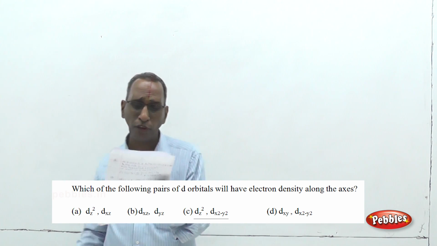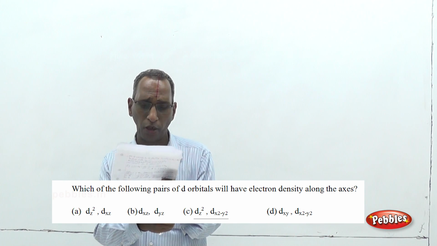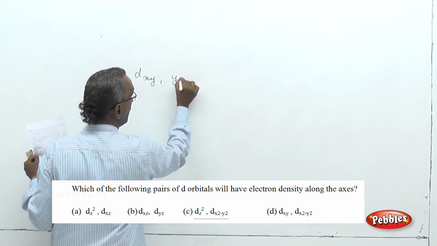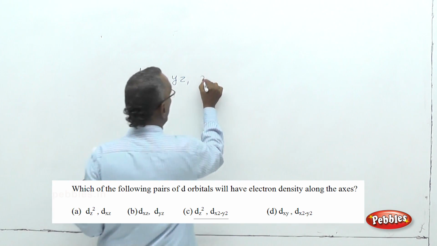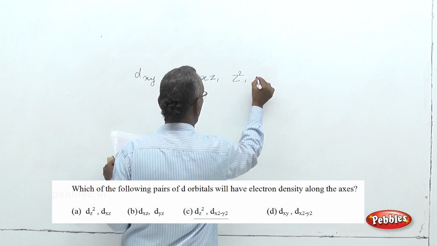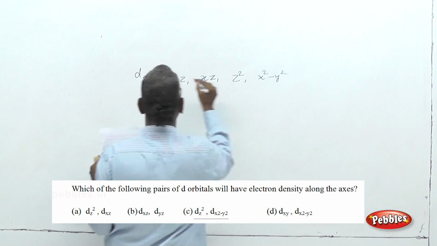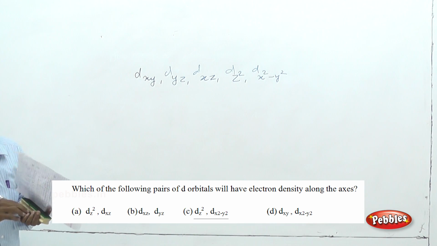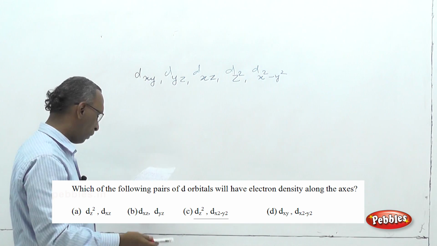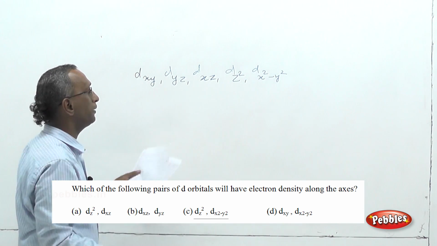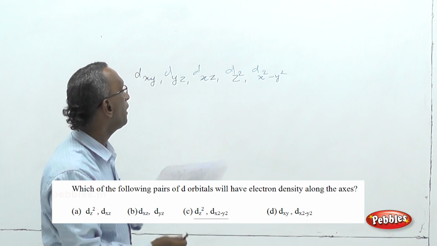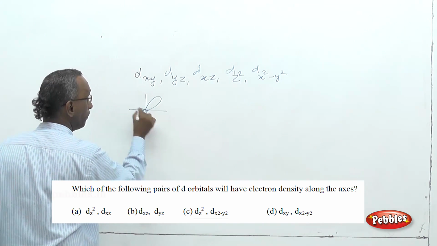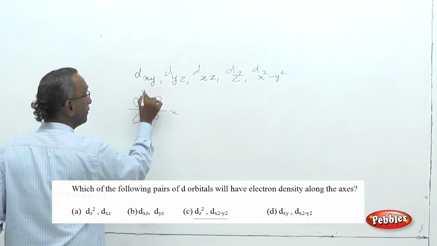So the question is which d orbitals will have electron density along the axis. There are 5 types of d orbitals, represented as xy, yz, xz, z squared and x squared minus y squared. You have to put the d in all the cases: dxy, dyz, dxz, dz squared, and dx squared minus y squared. Xy means in this pattern. You have to be careful about the notation. This is the x-axis, this is the y-axis.